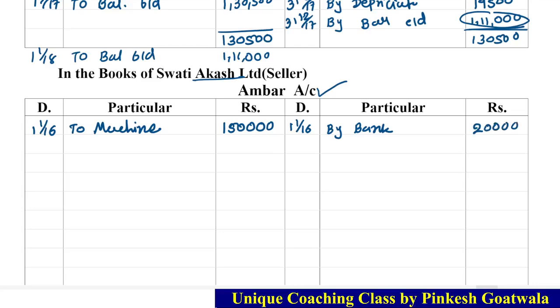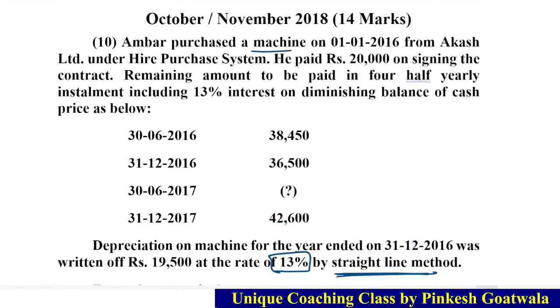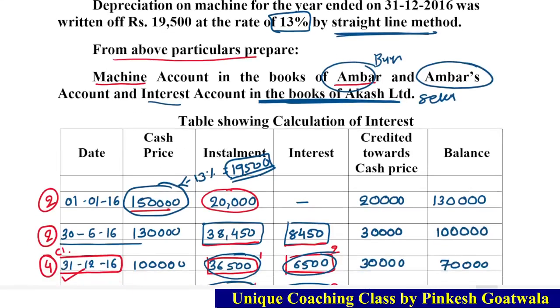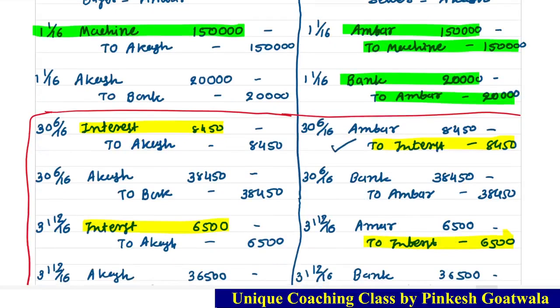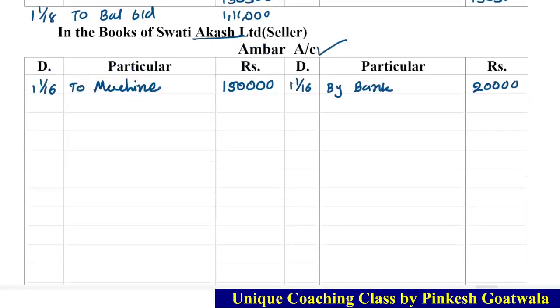Now which journal comes next? Next comes the journal about the installment. On this date the installment comes. So we know what the journal for the installment will be. First we write the journal about the interest and then the installment, 30 June 16. Think practically, you don't even need to look at the journal, just think of the journal and give effect. So the interest journal and then the installment journal. Here interest is income for him. So Amber to interest, and for the installment bank to Amber. Clear? Amber to interest. Amber account debit, 30 June.